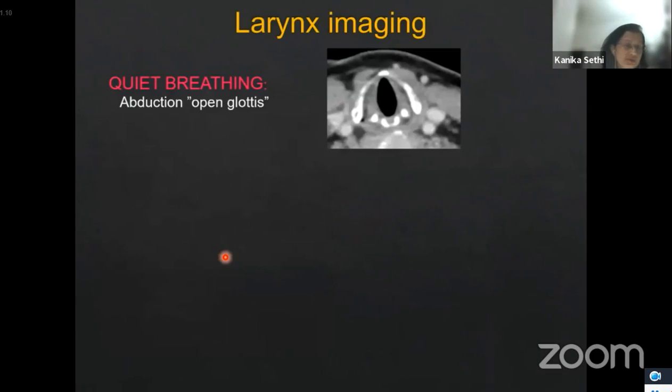So how do you image the larynx? Imaging of the larynx is always done in quiet breathing. Why in quiet breathing? Because the vocal cords are abducted in this position. They're open. So if there is a lesion there, you can easily pick it up when the vocal cords are abducted.